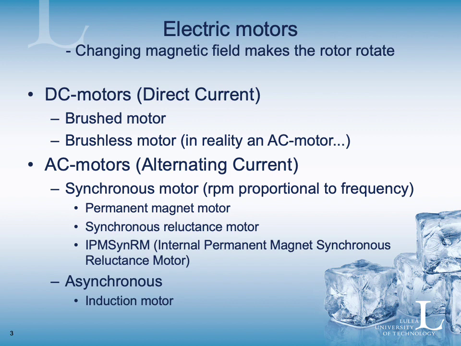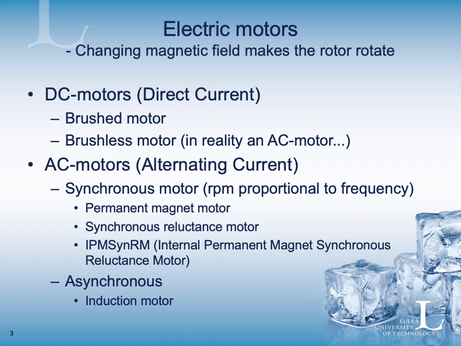If you look at AC motors, alternating current, there are many different kinds. First, we have the synchronous motors, where the RPM is proportional to the frequency, meaning that, for instance, if the motor has 1000 RPM when you power it with 50 Hz, it will have 2000 RPM if you power it with 100 Hz. So it follows in sync, and that's why it's called a synchronous motor. And that could be, for instance, a permanent magnet motor, or a synchronous reluctance motor, or a combination of these two: IPM syn RM, internal permanent magnet synchronous reluctance motor, tricky word. And they can also be asynchronous, which is normally what we call an induction motor.